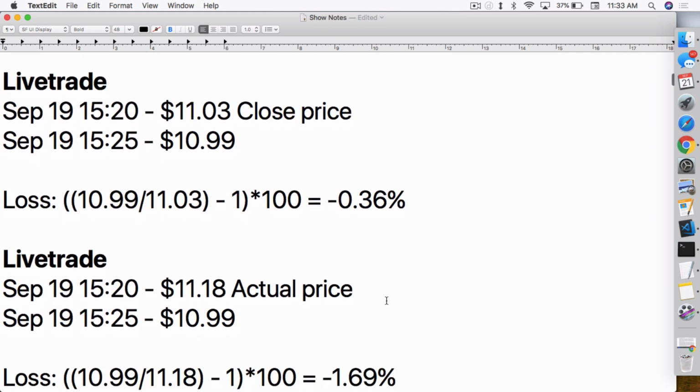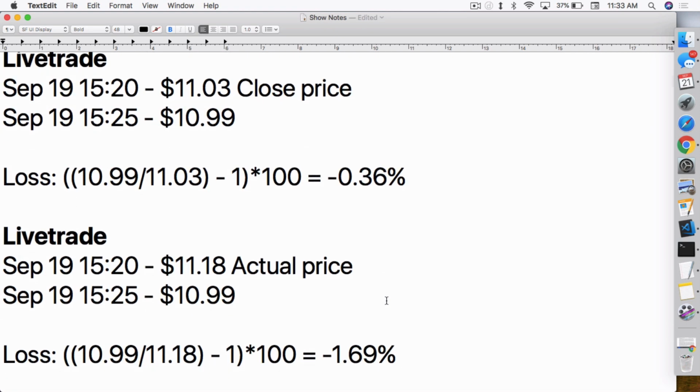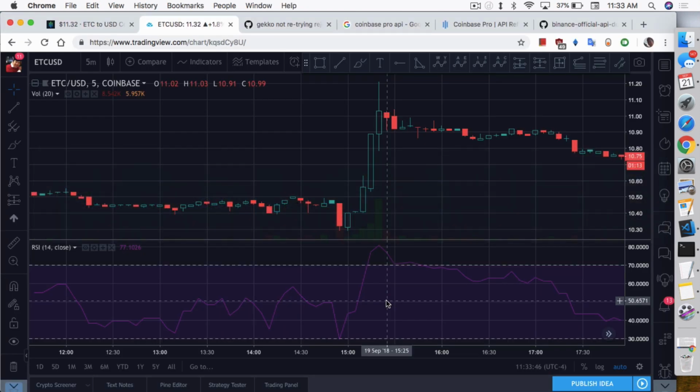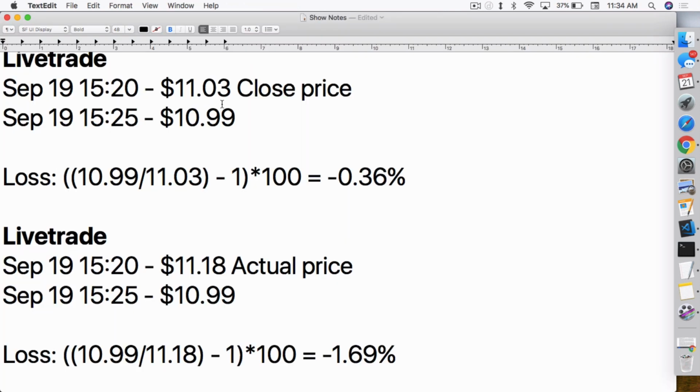So live trade wise, based on the close price anyway, this is not exactly what happened, but I'm just going off of the close price listed on TradingView. It bought at 11.03 because, again, it was riding the order book, and then it sold at the very next candle at a loss, at 10.99. So it was less than a 1% loss. If I had $100, which I actually had exactly $100 in there, it ended up losing 36 cents. Not a big deal.